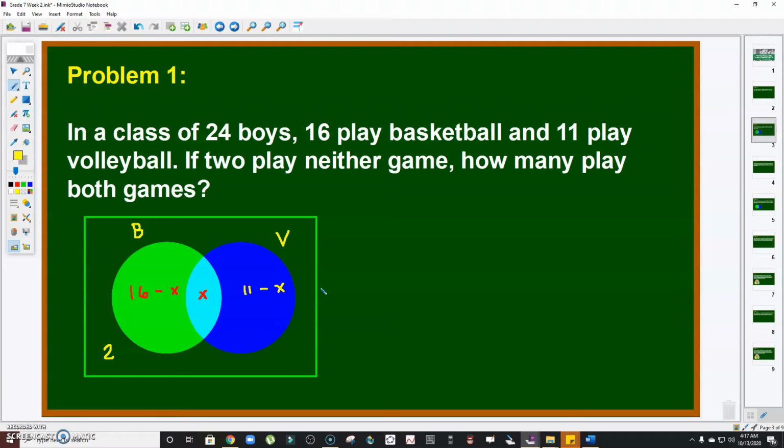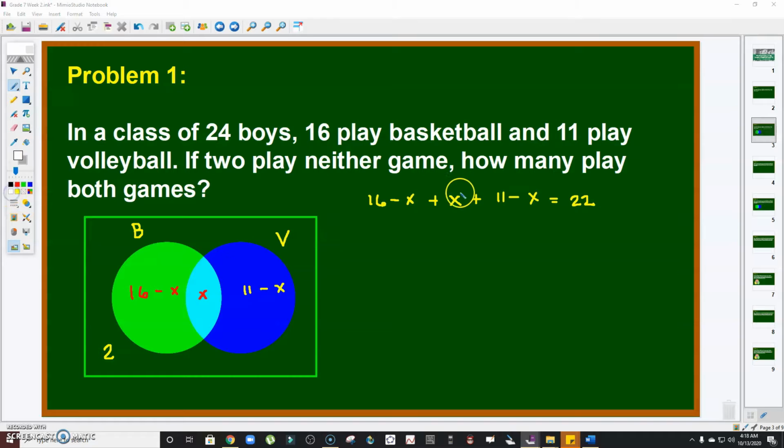See that? Now, 24 boys, and 2 play neither of the two games. So therefore, if I add the yellow-green portion plus the light blue plus the dark blue, that will be equal to 22. Again, 16 minus X, this is for the yellow-green, plus the light blue, plus the dark blue, that's equal to 22. Again, why 22? 24 minus 2. That's it.